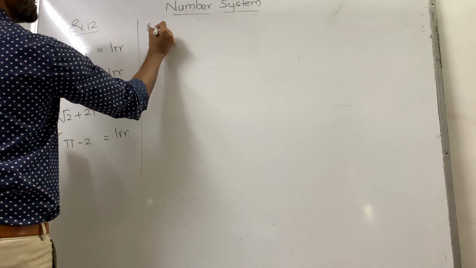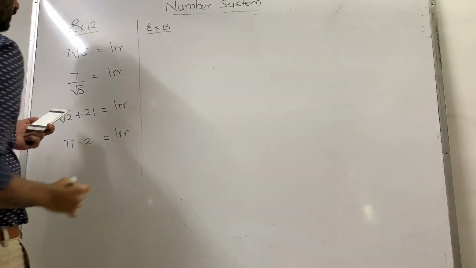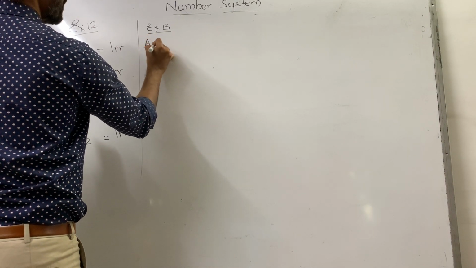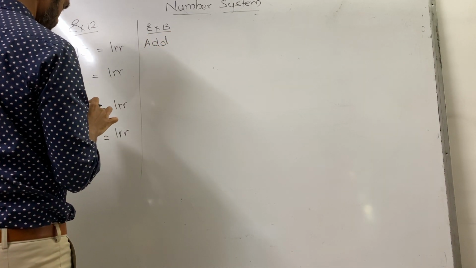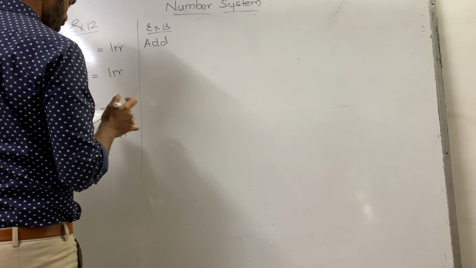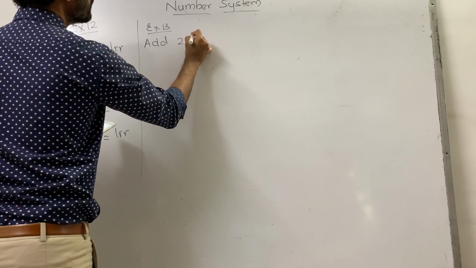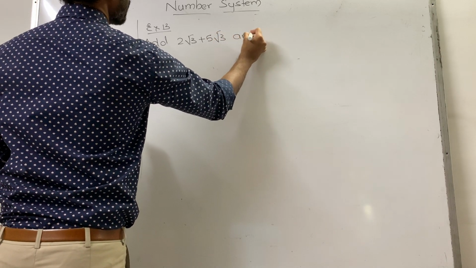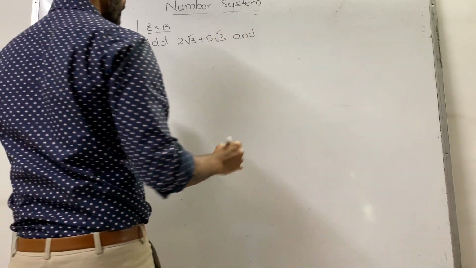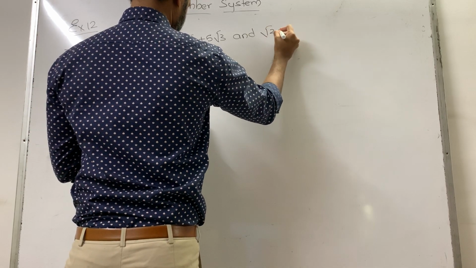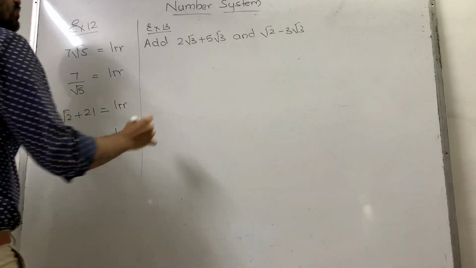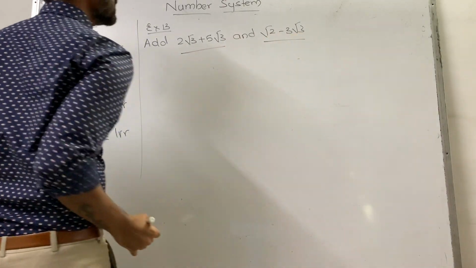Now we will take example 13. In example 13, they have asked us to add 2 root 2 plus 5 root 3 and root 2 minus 3 root 3. So we have to add these two numbers.